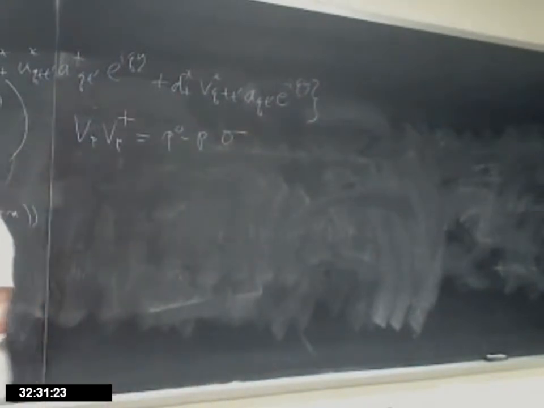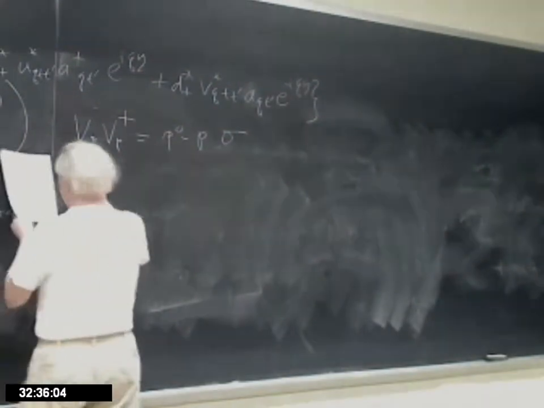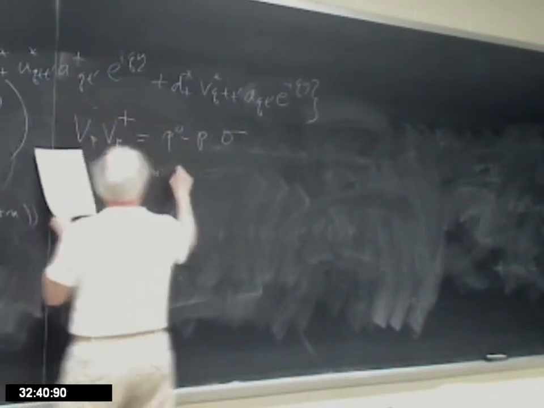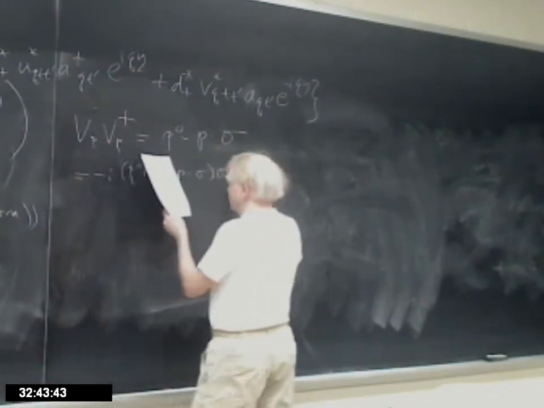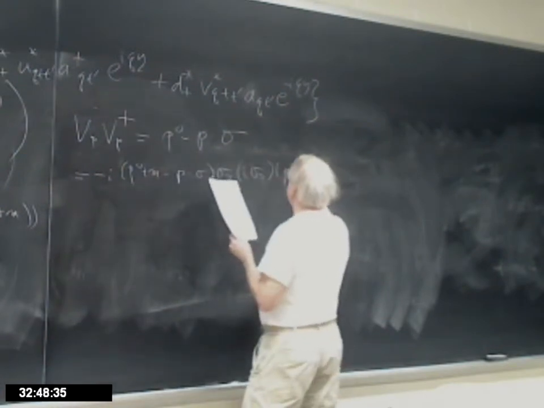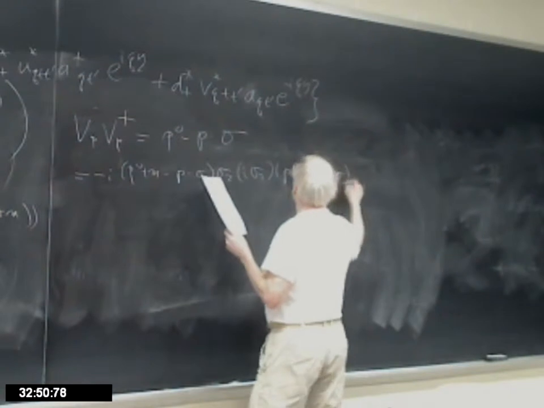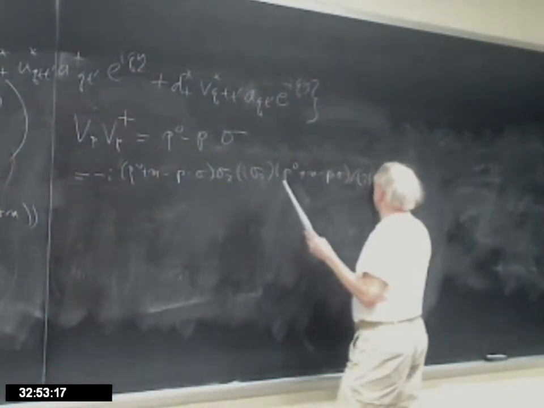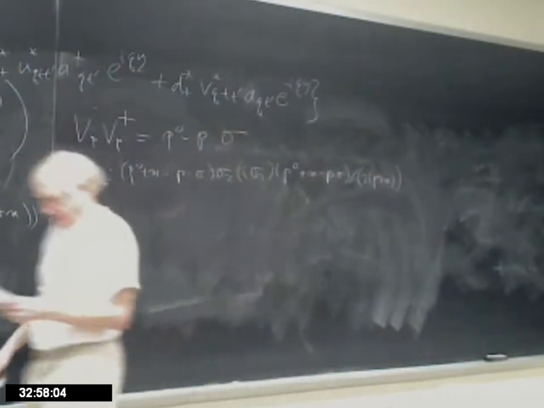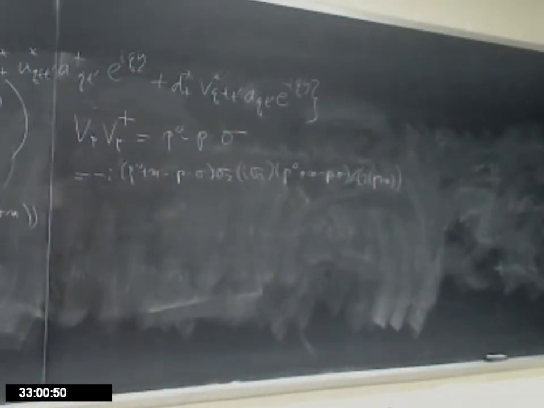This is a little trickier because there are sigma 2s, so let me fill in one line. It's minus i, (p0 plus m minus p dot sigma), sigma 2, then times i sigma 2, (p0 plus m minus p dot sigma), all that divided by 2(p0 plus m). So that's what it is, and then that collapses to that. All right, so that's that.